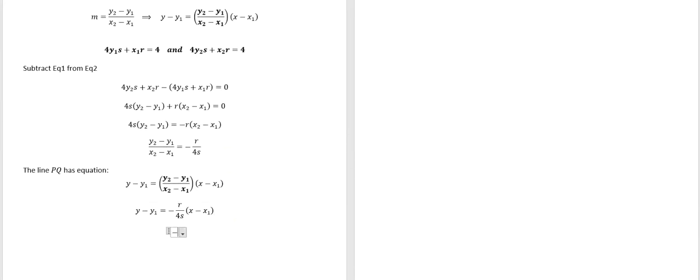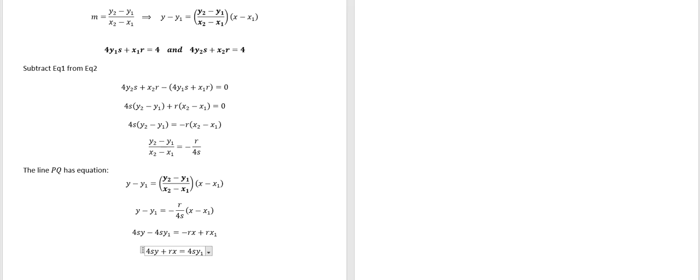So let's multiply through by 4s, and we get 4sy on the left hand side, minus 4sy1 equals minus rx plus rx1. We're not far off. Although we still have an annoying x1 and y1 that we haven't yet dealt with, we have most of what we need. 4sy plus rx can go on the left-hand side. And let's shunt everything else that we're not sure about yet onto the right-hand side.